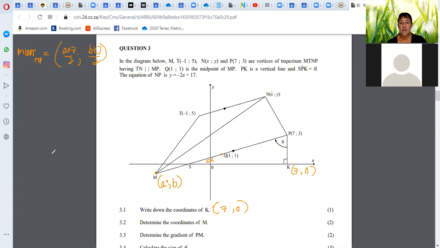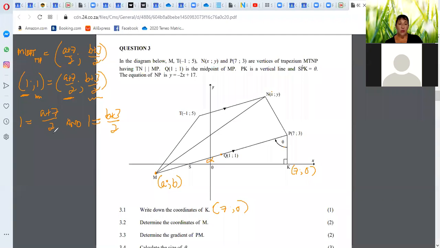Right. So that's how you would find the midpoint, but we know the midpoint is 1, 1. So in other words, 1, 1 equals this. And if these 2 points equal each other, then the x must equal the x and the y must equal the y. All right. So 1 equals a plus 7 over 2 and 1 equals b plus 3 over 2. And then you can easily solve these two and find a and b.